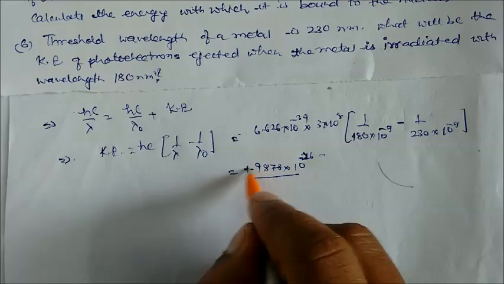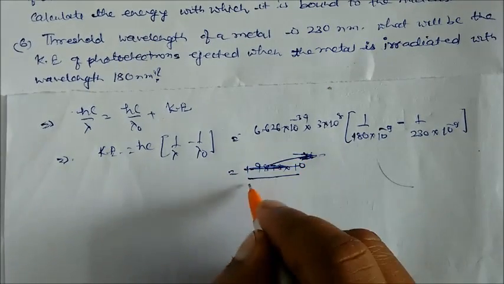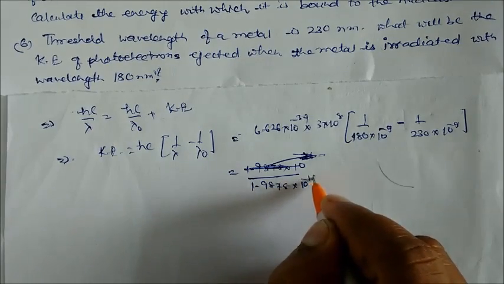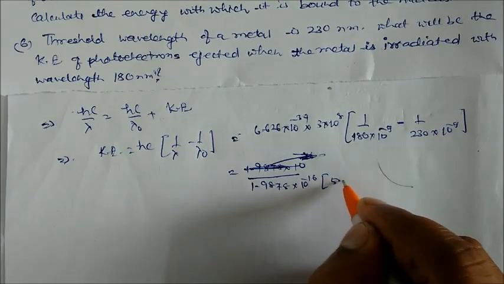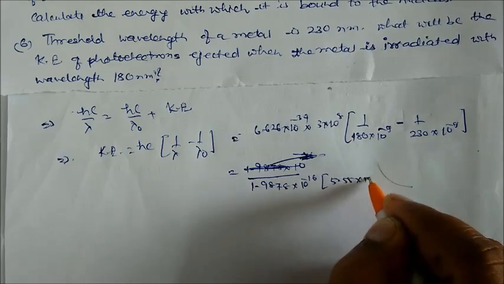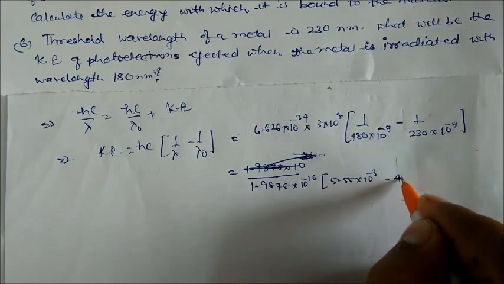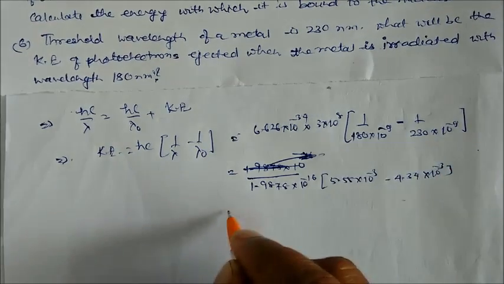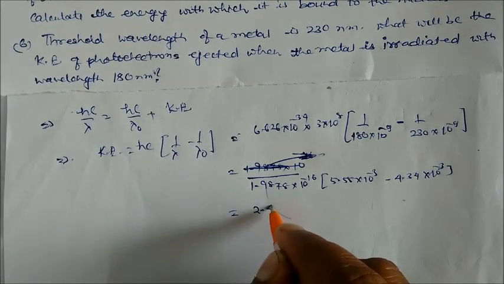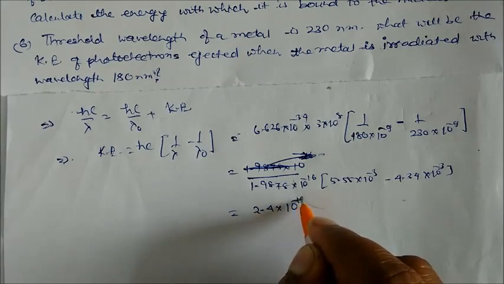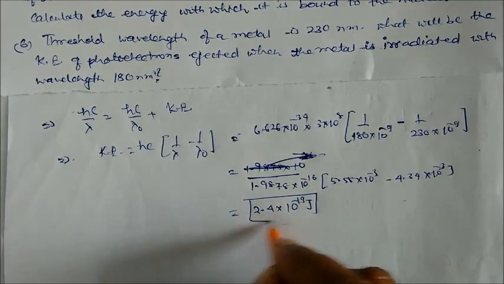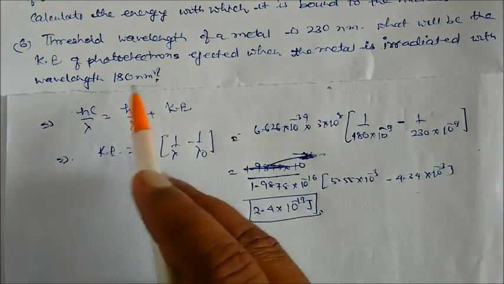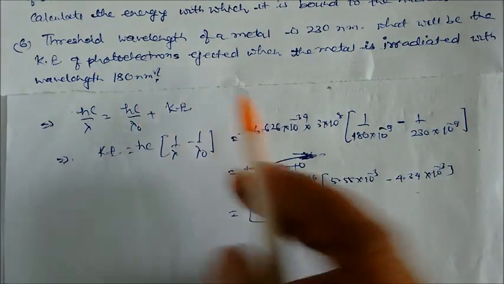So better you write this one as 1.9878 into 10 to the power minus 26, and this will be your 5.55 into 10 to the power minus 3, and this will be 4.34 into 10 to the power minus 3. So here you will solve it, you will get 2.4 into 10 to the power minus 19 joule. So this is our answer, that is called kinetic energy of the photoelectron which is ejected from the metal.